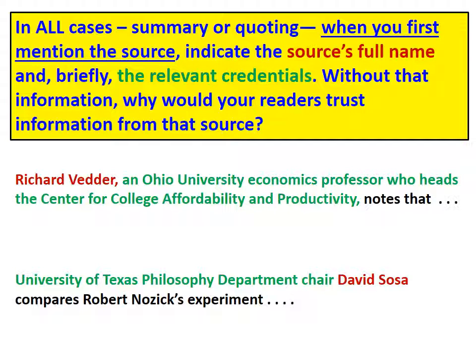In all cases, whether you summarize or quote, always use the full name of the source when you first mention the source and briefly indicate the relevant credentials of that source. If you do not indicate the relevant credentials of a source when you first mention it, readers will have no reason to trust the information that you're presenting from that source. Mentioning the credentials of the source establishes that source's authority on that topic.